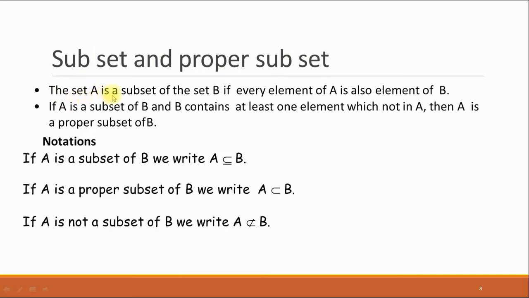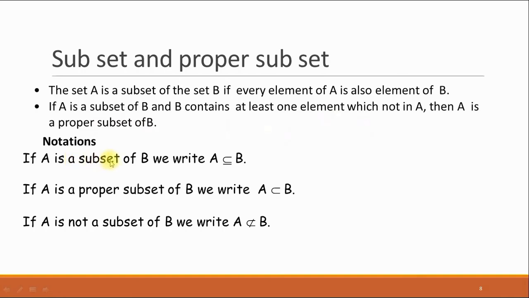The set A is a subset of the set B if every element of A is also an element of B. If A is a subset of B and B contains at least one element which is not in A, it means that each element of A belongs to B and there exists at least one element in set B which is not in A. Then A is a proper subset of B.